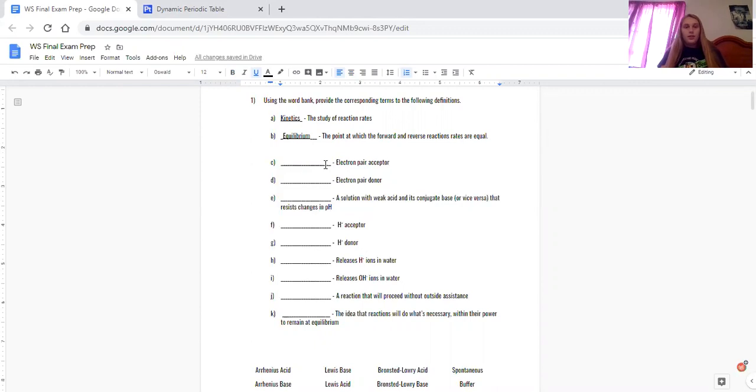Our electron pair acceptors, what is that going to be? It's going to be our Lewis acid. And our electron pair donors, exact opposites here, that's going to be our Lewis base.